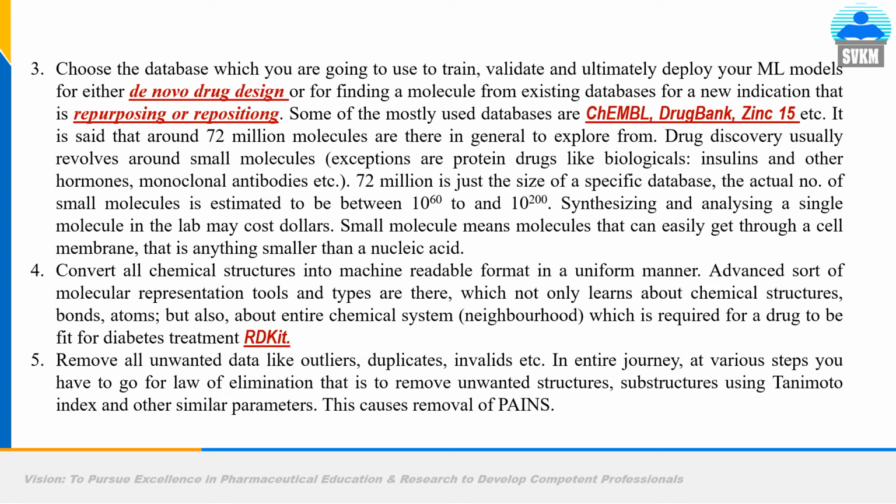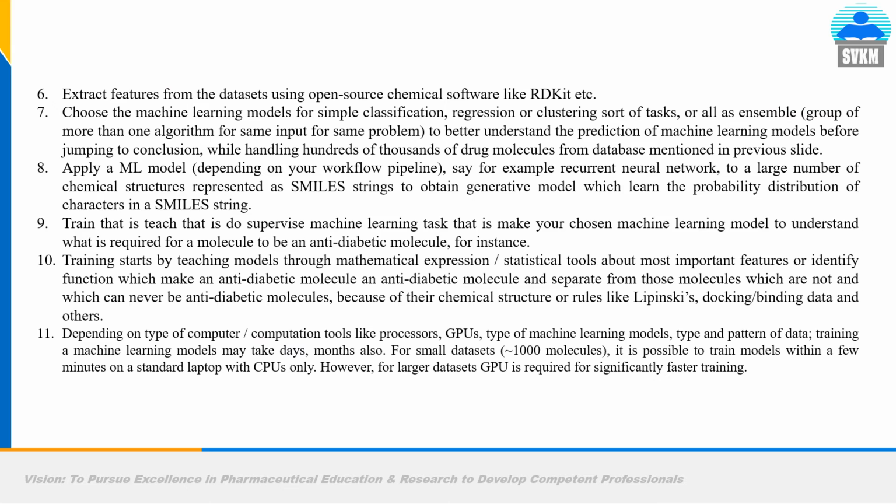Remove all unwanted data like outliers, duplicates, invalids, etc. In the entire journey at various steps, you have to go for the law of elimination, that is to remove unwanted structures, substructures using Tanimoto index and other similar parameters. This causes removal of pains. Extract features from datasets using open source chemical software like RDKit.